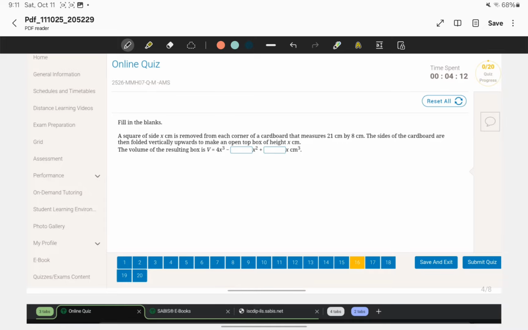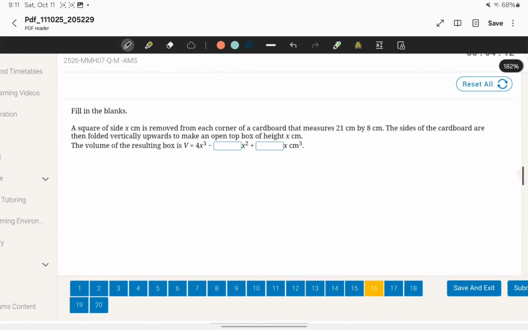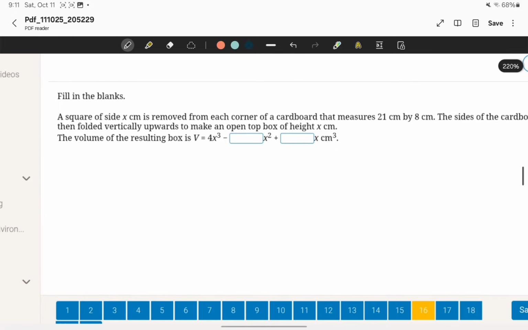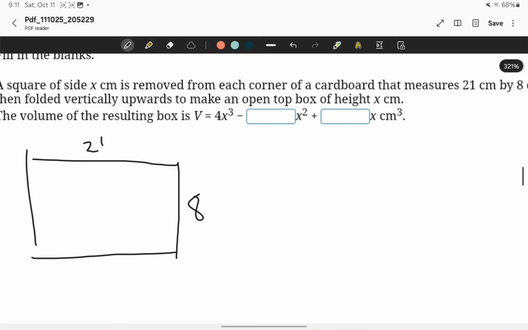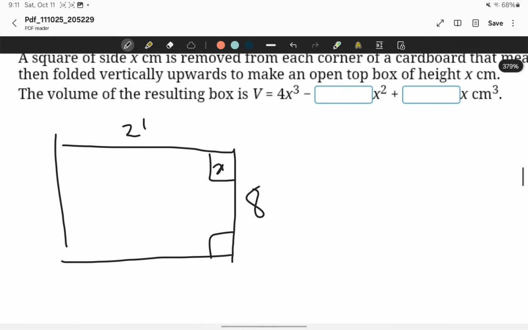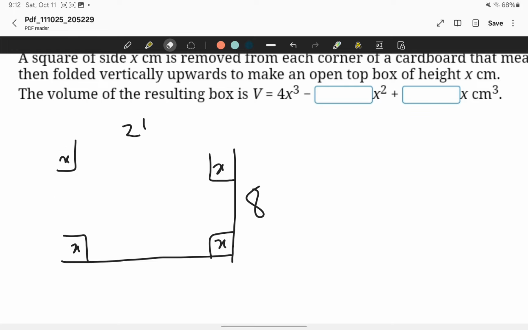This question is similar to the one we solved, I think was number 7. So here we have a paper that measures 21 by 8. They cut from each corner a piece that is x length and x height. So this is x, this is x, this is x. So now our shape looks more like this.